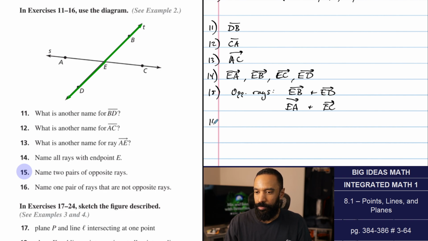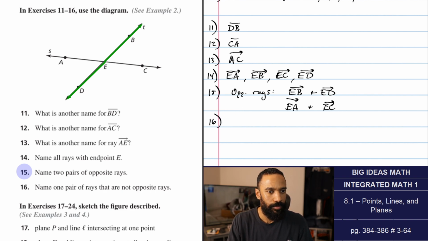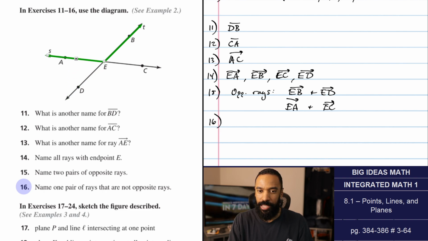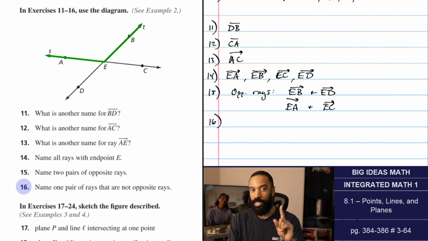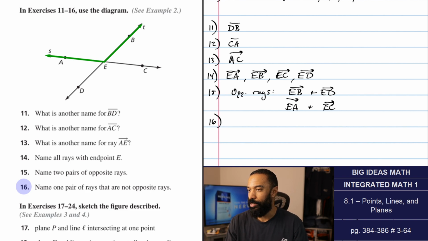Number 16. Name one pair of rays that are not opposite rays. Well, we named the pairs of opposite rays. Here's a set, EA and EB. They're not opposite rays. They share the same endpoint. That doesn't mean they are opposite rays.